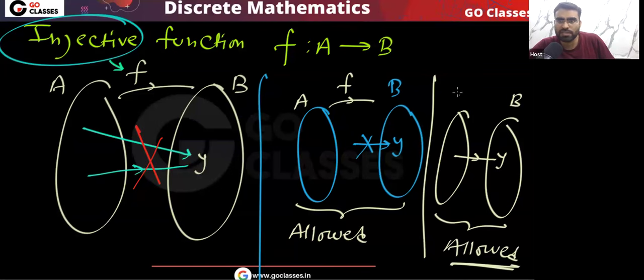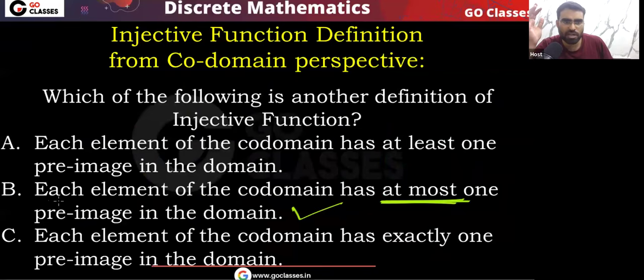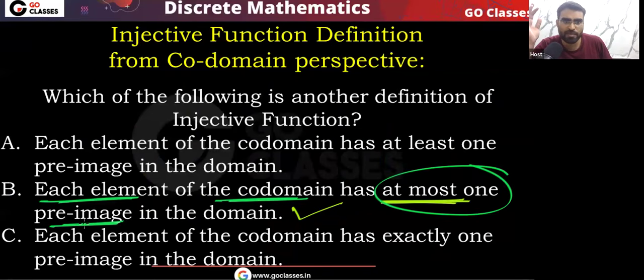So finally, what I can say in the injective function is that for every element of the codomain, you must have at most one preimage. Yes or no? You cannot have more than one preimage. Finally, your answer will be: each element of the codomain must have at most one preimage in the domain. So for this question, the answer is going to be option B.